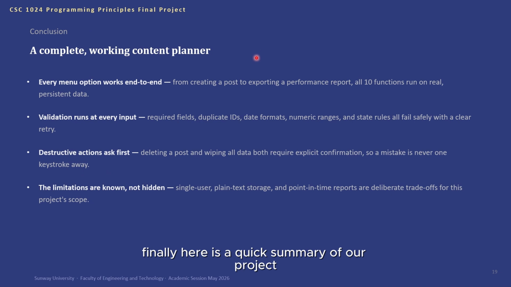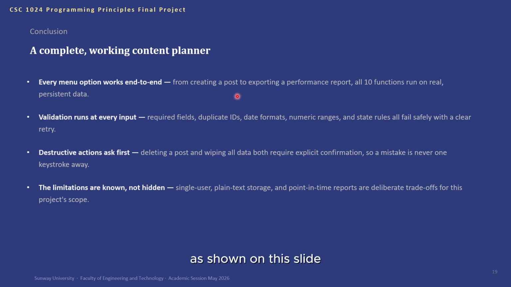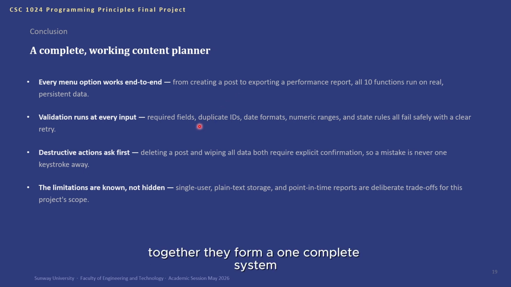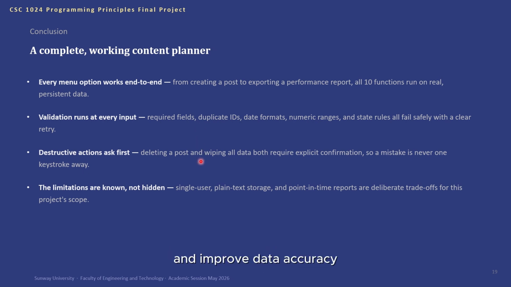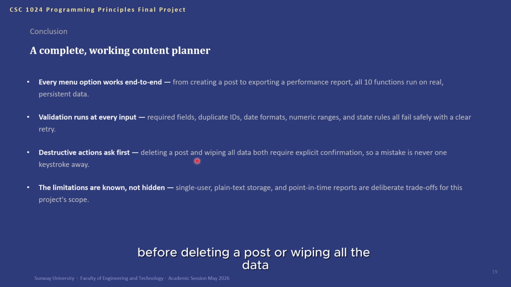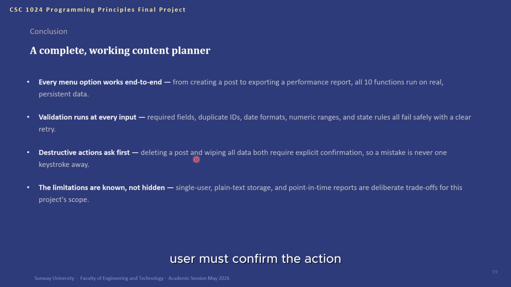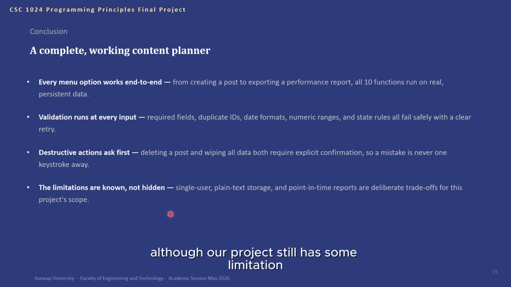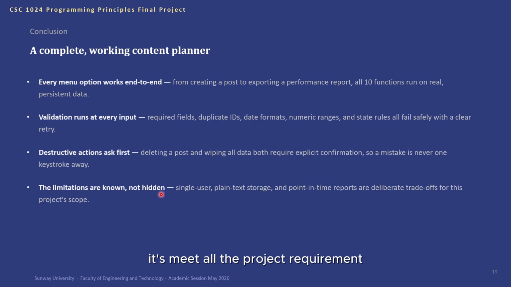Finally, here is a quick summary of our project. As shown on this slide, our project includes all 10 required functions. Together, they form one complete system. We also added input validation to reduce user mistakes and improve data accuracy. This helps users enter correct information before the data is saved. Before deleting a post or wiping all the data, the user must confirm the action. This helps prevent accidental data loss. Although our project still has some limitations, it meets all the project requirements.